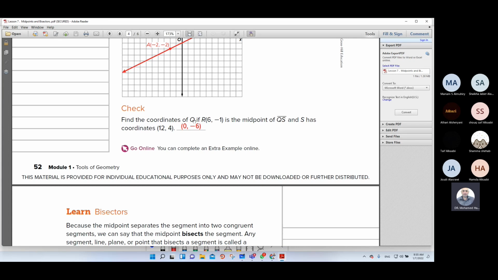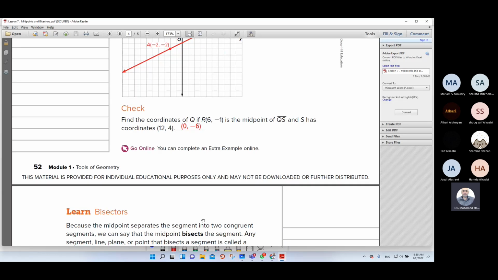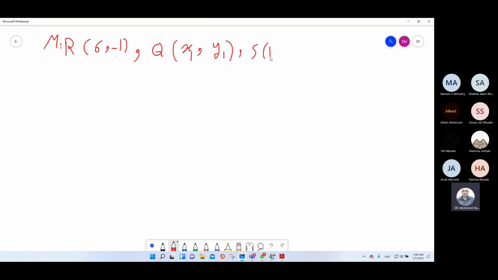And the missing value here is Q. So Q represents x1, y1. And we know the second endpoint, S, 12, 4. The second endpoint represents x2, y2. And we want to find the missing values here. What is the value of x1? And what is the value of y1?